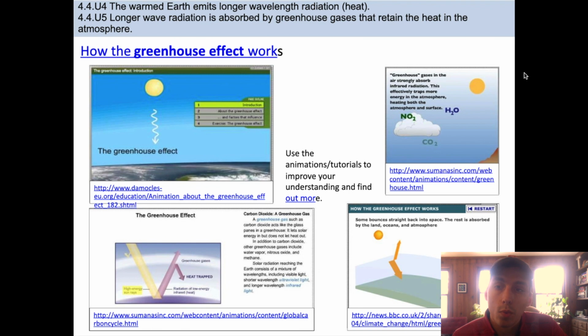So that concludes part 1 of your notes, the greenhouse effect. It's really important for you to understand how the greenhouse effect works. So make sure that you understand that it is the shortwave radiation coming in from the sun that passes through the atmosphere, but when it's absorbed by the Earth's surface, it gets re-emitted as long wave radiation, and then it can't escape the atmosphere.